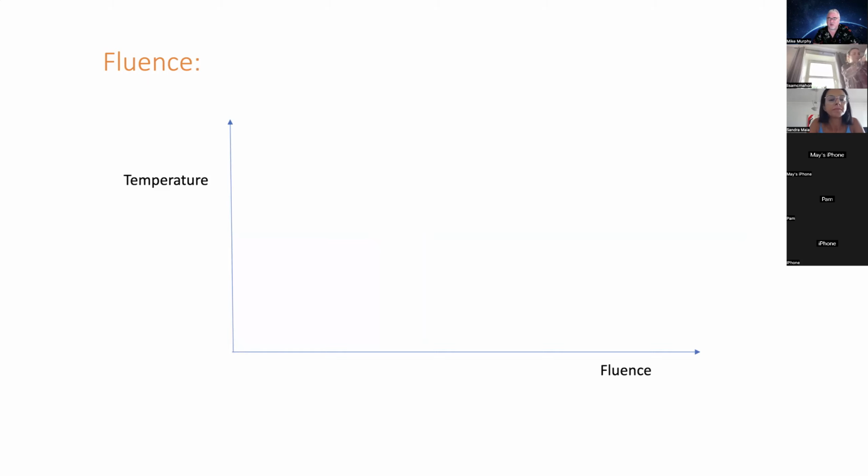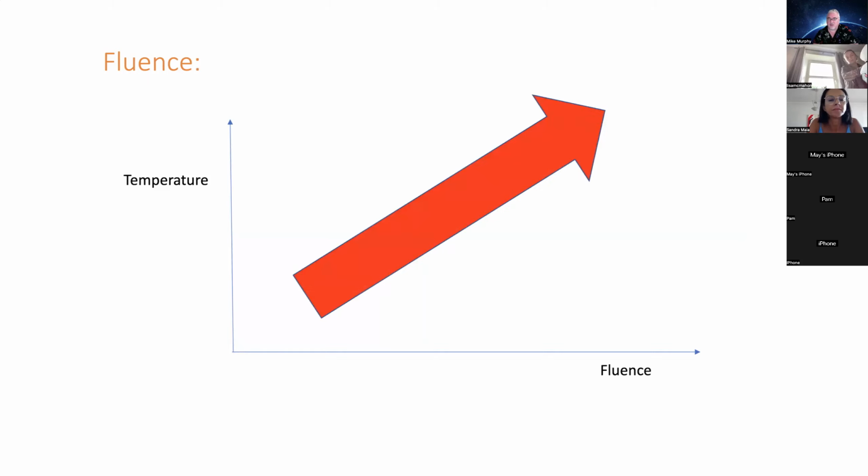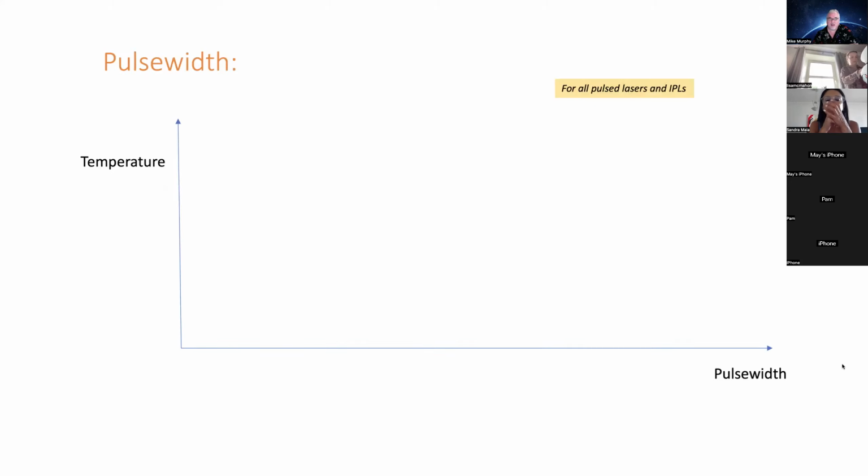Well, with fluence, it's quite straightforward. As you push the fluence up, the temperature goes up. If the fluence is low, the temperature is low. Simple as that. Here comes Tracy. Hey, Tracy. So it's a very straightforward correlation between fluence and temperature. Nice and simple.